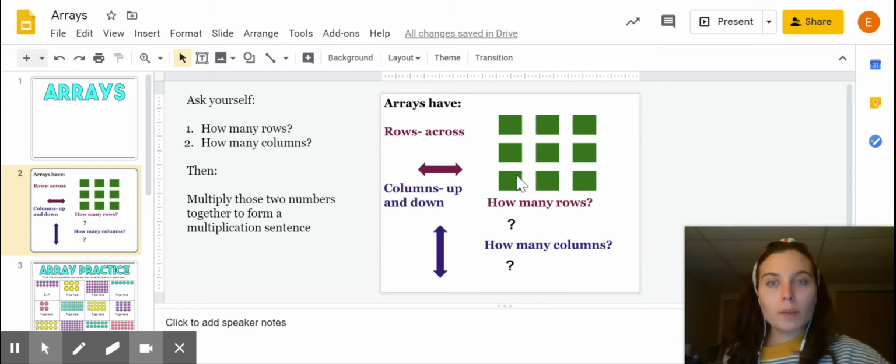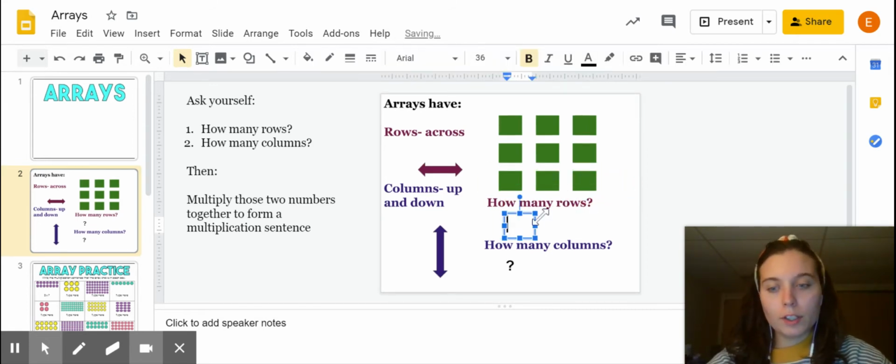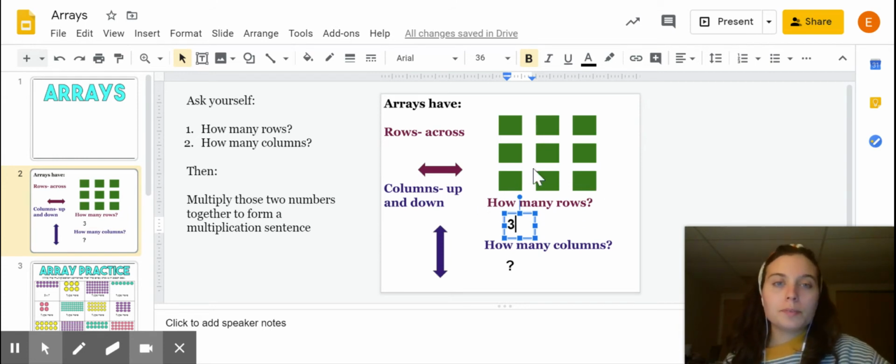So here's my question for you now that we know that. How many rows are in this array? How many lines of green boxes are there that go from left to right? How many are there? Well, let's count. There's one, two, three. So we can fill in that question mark and we can write there are 3 rows.